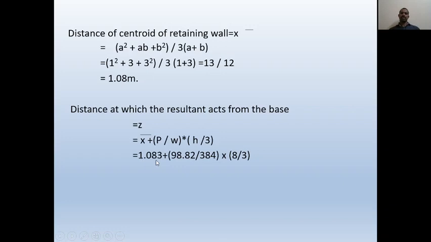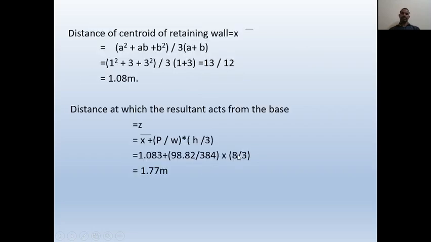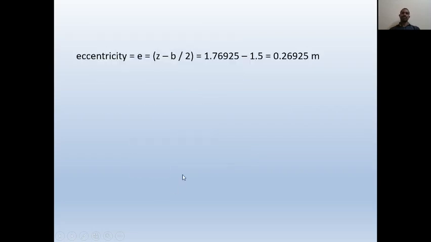X bar is 1.083, and p is 98.82, capital W is 384 into h by 3. Again it is a capital H, both are equal in this particular case, that is total height of retaining wall, 8 by 3, and you can calculate it is 1.77 meters.